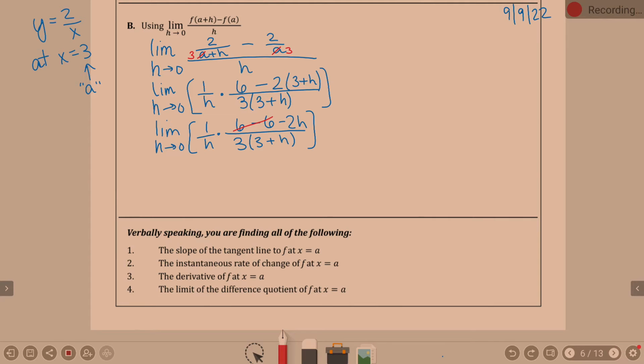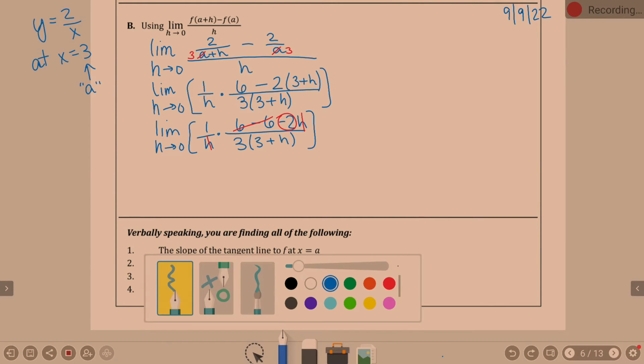How do you feel? Can I go ahead and do my next canceling? This is what you would see in the answer key. If I only have negative 2h left, what can I do? I can cancel the h. That's only because I only have the 2h left, right? So at that point, you're going to be left with the negative 2.